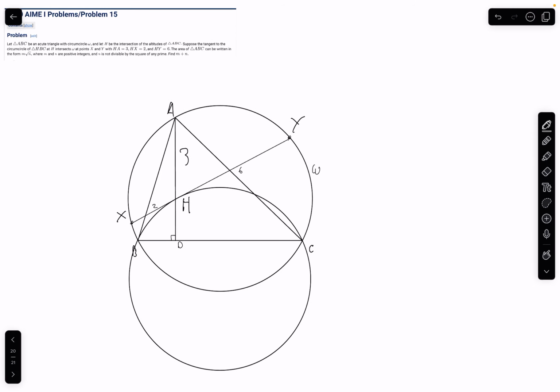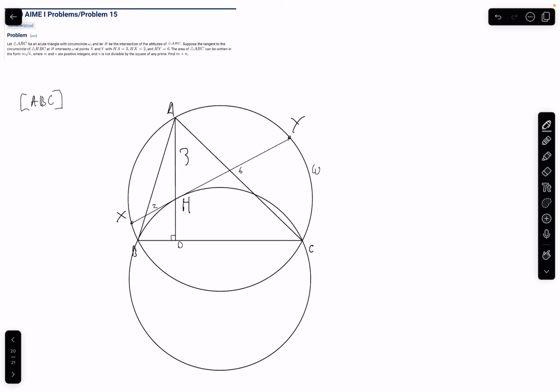Basically, we're given that triangle ABC is acute, and we have that its orthocenter is at H. We're also given the circumcircle of HBC, and the tangent line to that circumcircle at X and Y. We're given that HX equals 2, HY equals 6, and HA equals 3, and we're asked to solve for the area of triangle ABC.